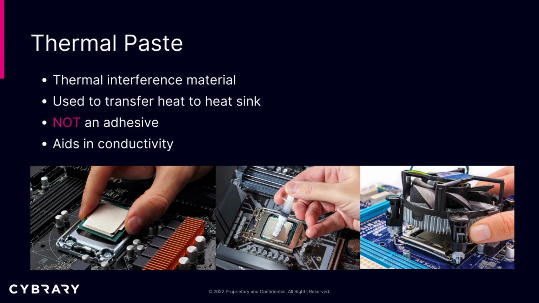Now, thermal paste. Thermal paste is actually a material that helps conduct heat away. It's used to transfer heat to the heatsink. It's not an adhesive. And this would be for the CPU. Once you put the CPU in your motherboard, you put your thermal paste on top of there, then you put your CPU heatsink and fan. And again, it aids in conductivity.